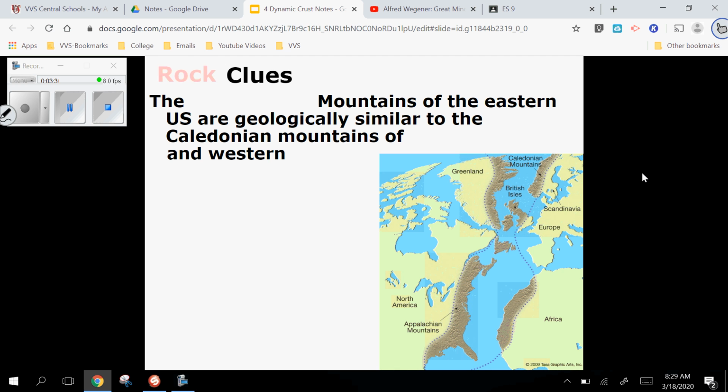We have since found clues in the rocks. All right? If you look at the Appalachian Mountains in the United States, they are very, very geologically similar to the Caledonian Mountains in Greenland and Europe. Essentially, they were one mountain range that split apart when the continents separated. Right? They formed together as one mountain range, and then they split apart.